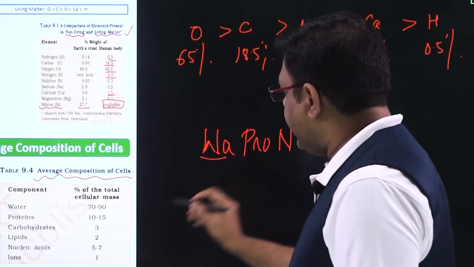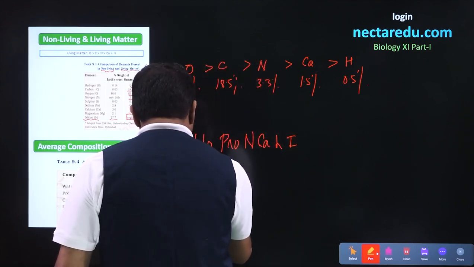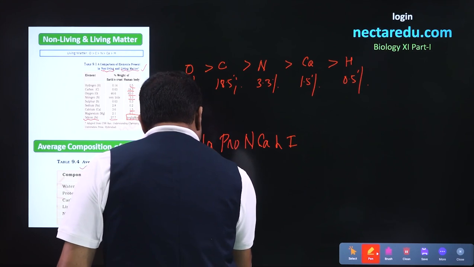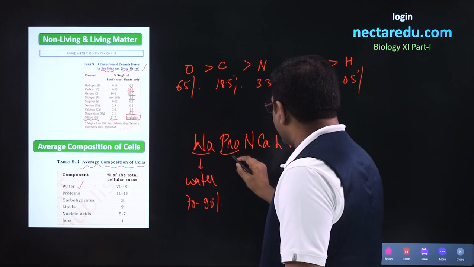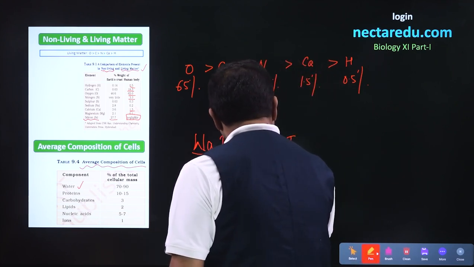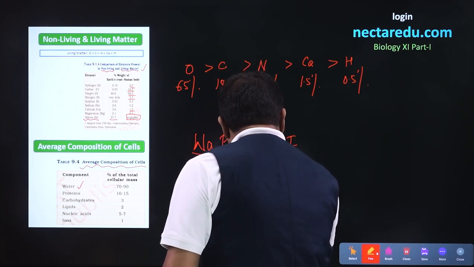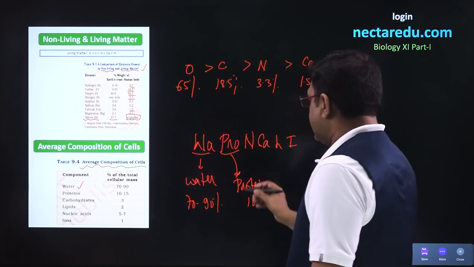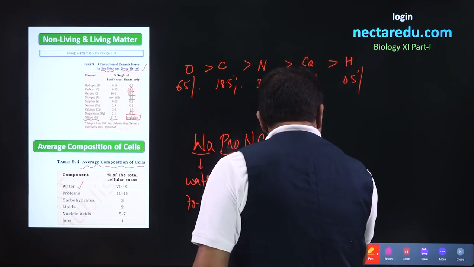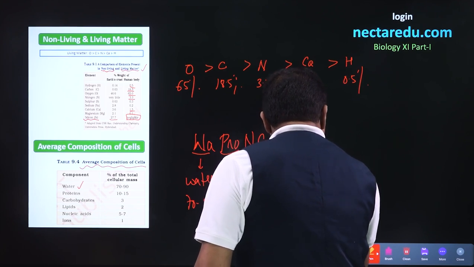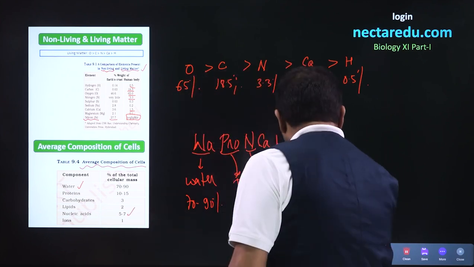Now, here WA stands for water. So, water is maximum. Its percentage given is 70 to 90%. Second comes the proteins. The percentage of proteins in cell is 10 to 15%. Then comes N, which stands for nucleic acids. Nucleic acids, as we see in this table, it is 5 to 7%.